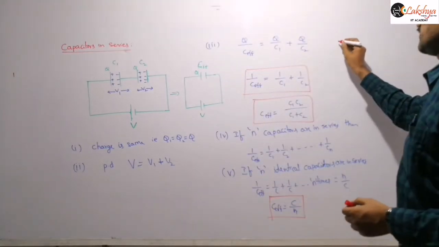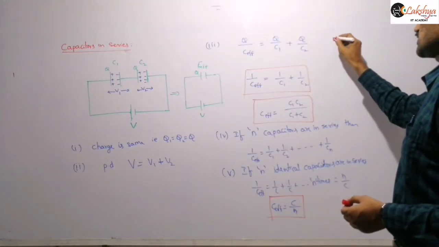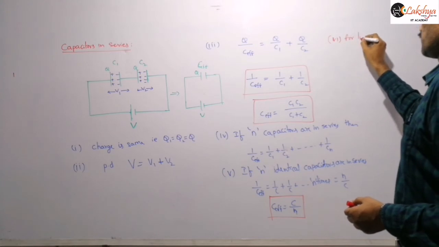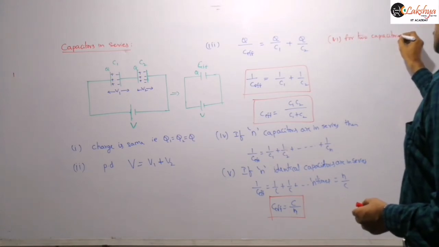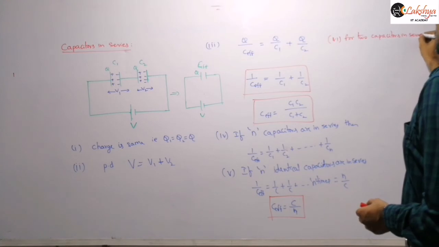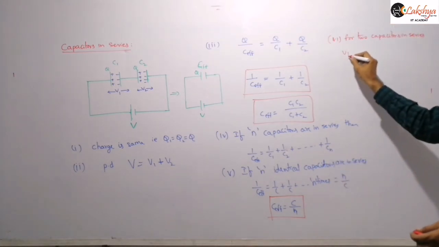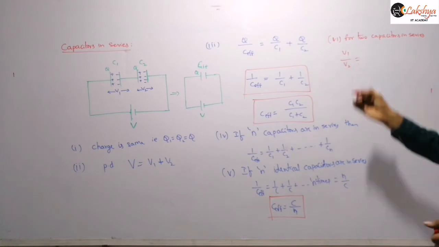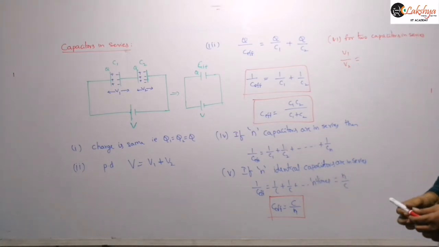And next, for two capacitors we can also write the ratio of the potential difference. Let us write this as point X. For two capacitors in series, we need to write the V1 by V2 ratio of the potential difference. Sometimes in some numericals it will be useful for us.